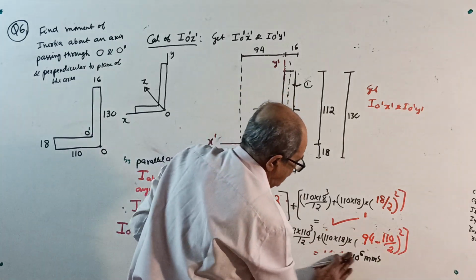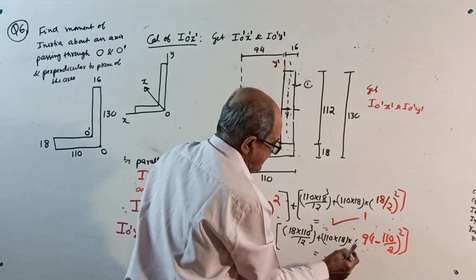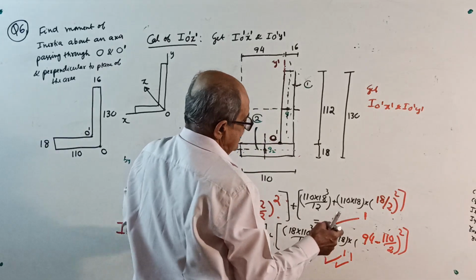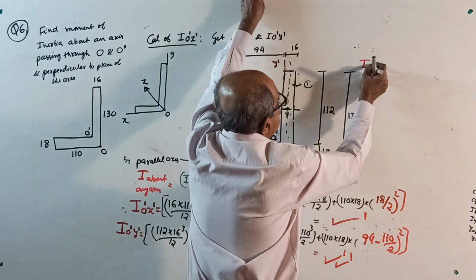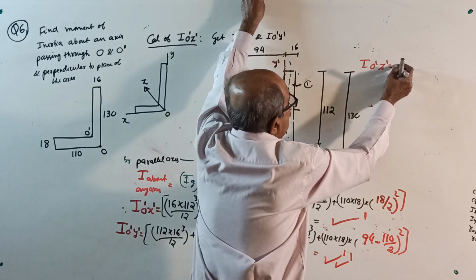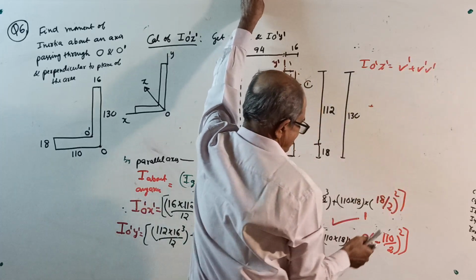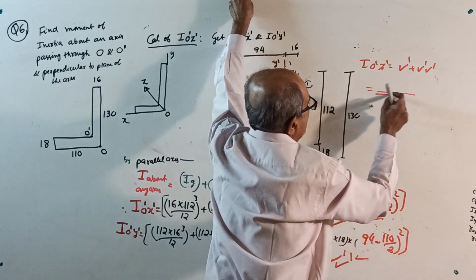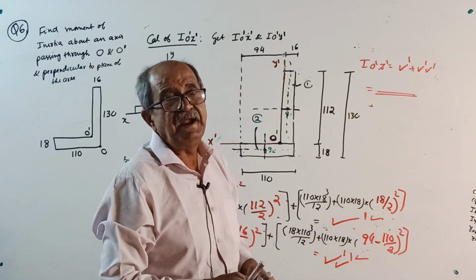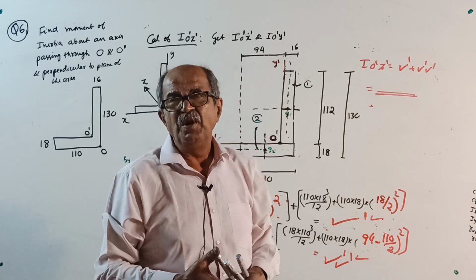Let that answer be double dash. Then write, therefore, I about O dash Z dash equal to dash plus dash. Why? This answer plus this answer. Write whatever you get and close the question. Don't write dash. I wrote dash because who will calculate now?